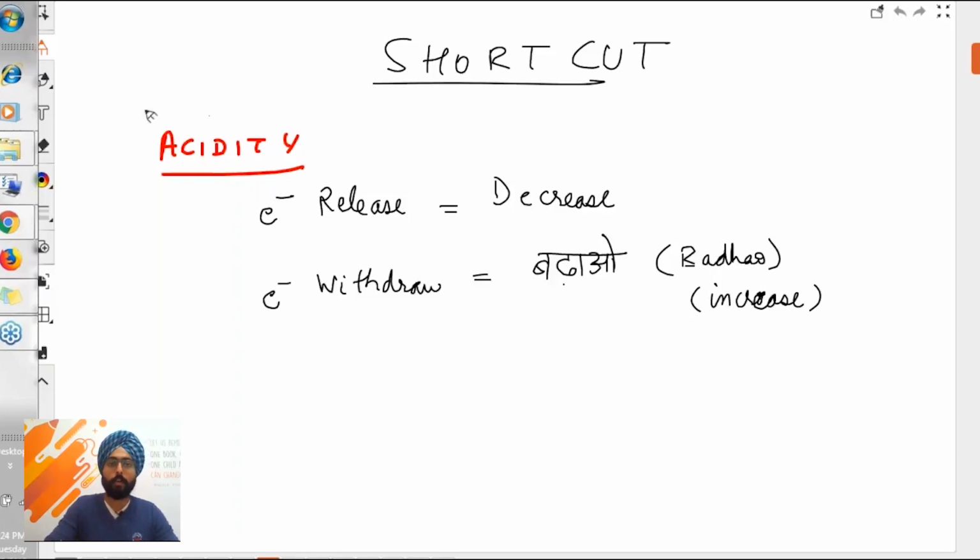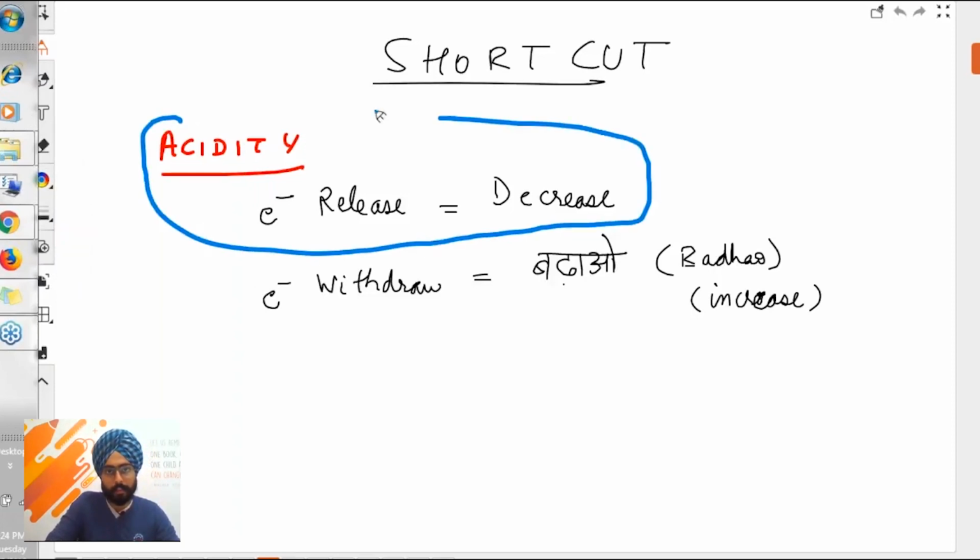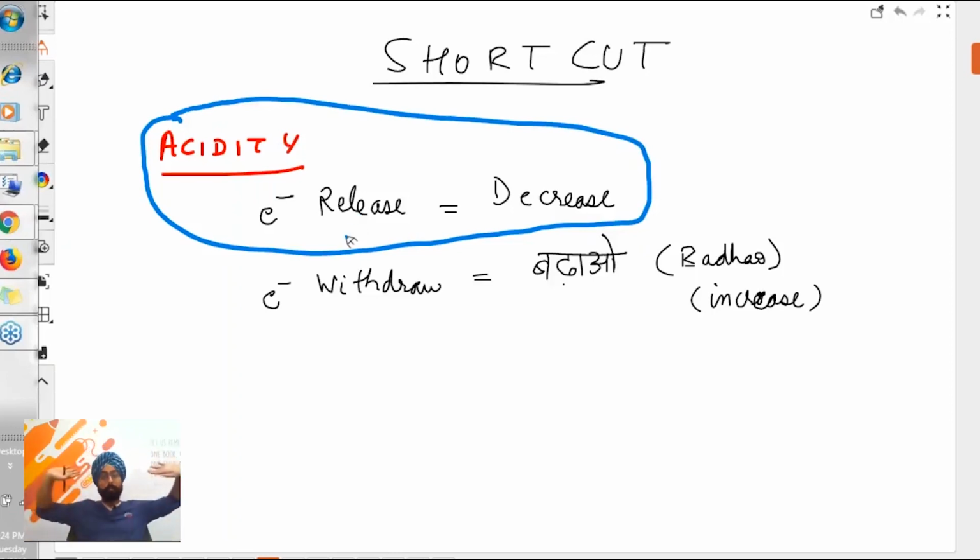And you know what, in order to remember all of this, what you need to focus on, let me choose a blue pen over here, is just this part. Acidity, release, decrease. Release, decrease. That is all you need to remember, because if release is decrease, then of course withdraw is increase, right?